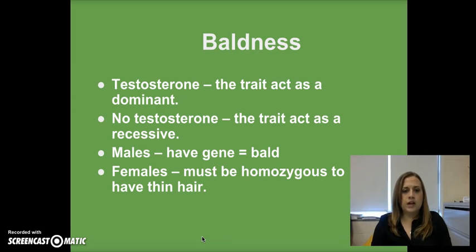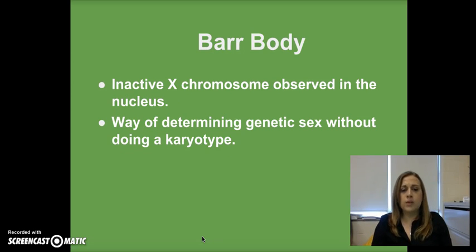So baldness is a common one. If testosterone is present, then the trait acts as dominant. If there is not testosterone, then the trait can act as recessive. So males have a lot of testosterone, so if they have the gene, they tend to go bald. So you'll see baldness in that phenotype. Females, however, have to be homozygous in order to have thin hair because it's recessive. So they would have to have both of the alleles.